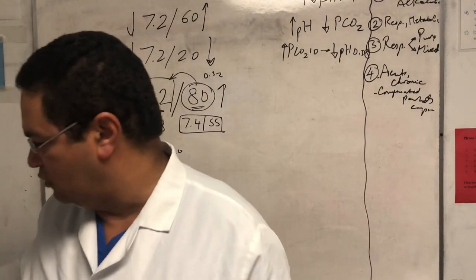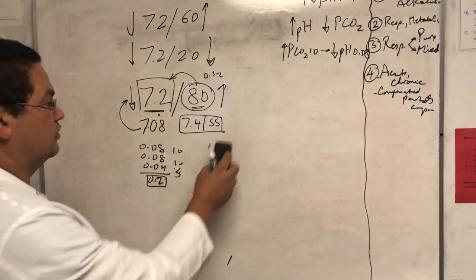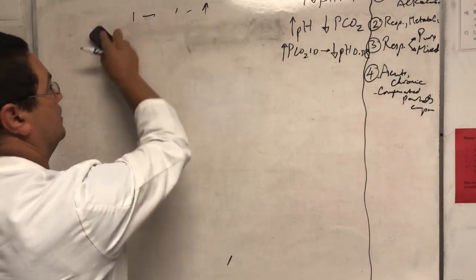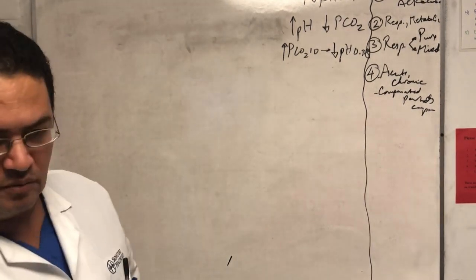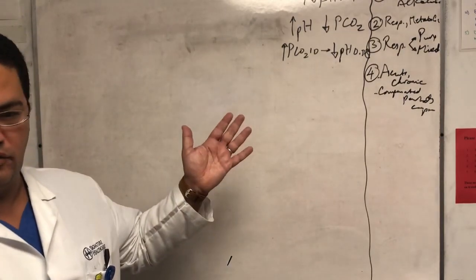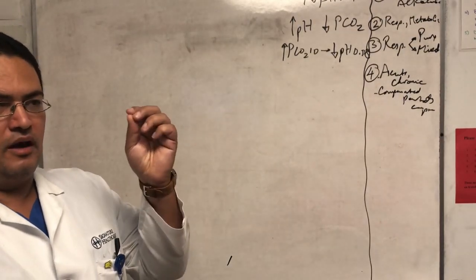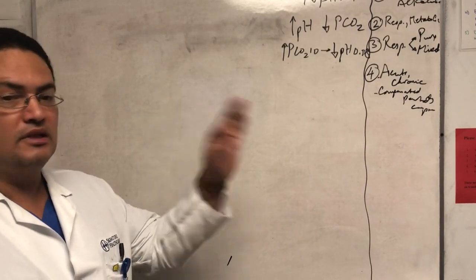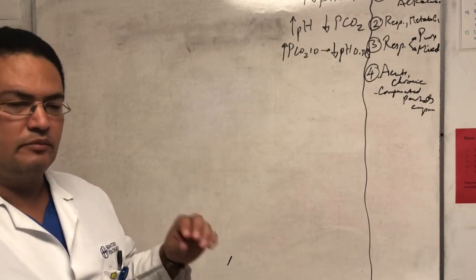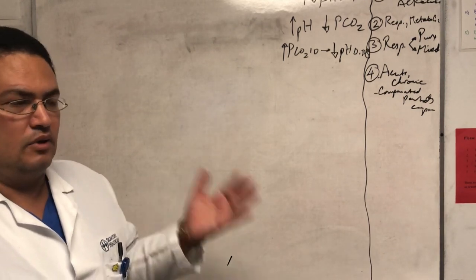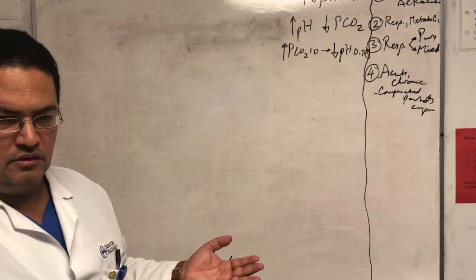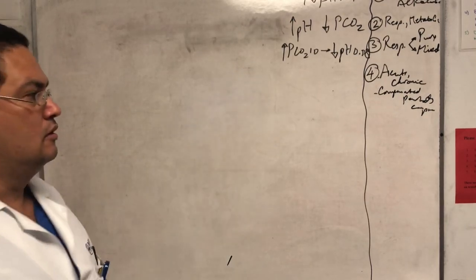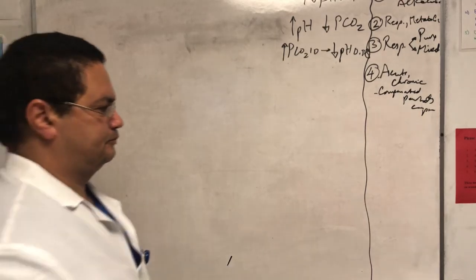You really don't need to do a lot here. The main thing you need to remember, that will make it so easy for you, is that the respiratory compensation for metabolic disorders happens immediately. It doesn't have to be complete, but it happens immediately. And the metabolic compensation for respiratory disorders takes time. It takes about a day or more. So that makes it easy for us.